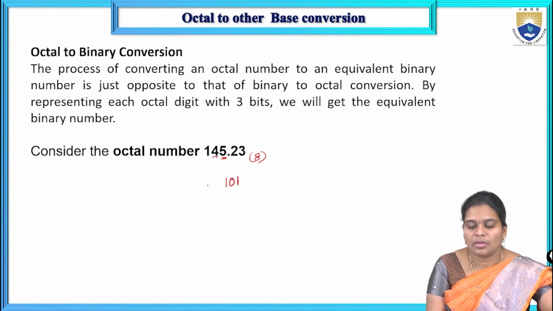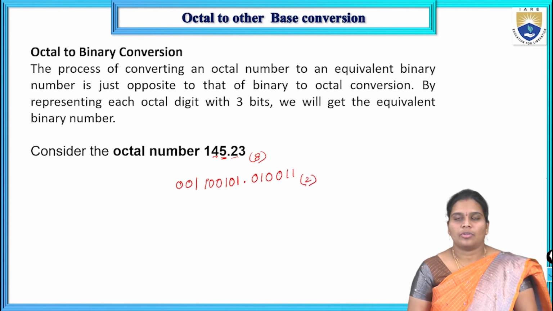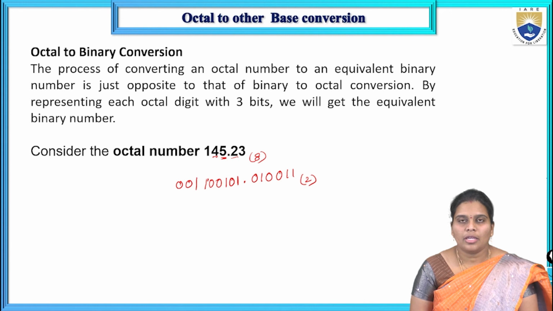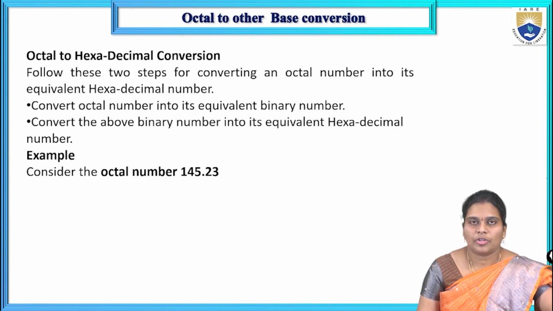So the next one, the equivalent binary value of 4 using the 3 bits is 100. The next value is 001. For 2, the equivalent value is 010, and for 3, the equivalent value is 011. So this is the octal to binary conversion. Whatever value we are taking, we separate it and write it using 3 bits, writing the binary value. So this is the octal to binary conversion.